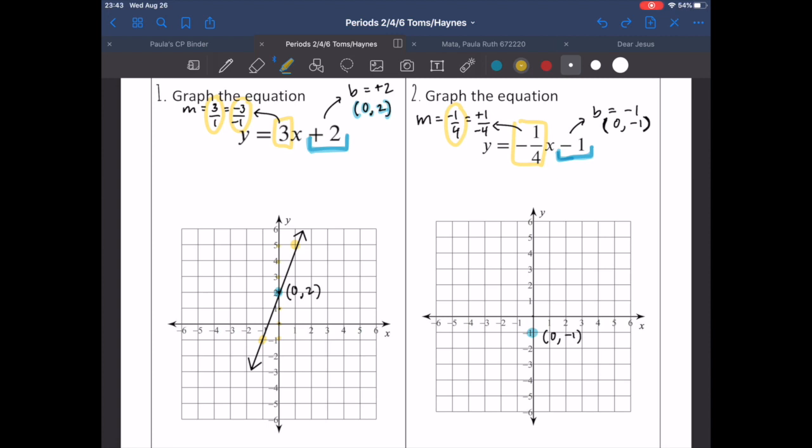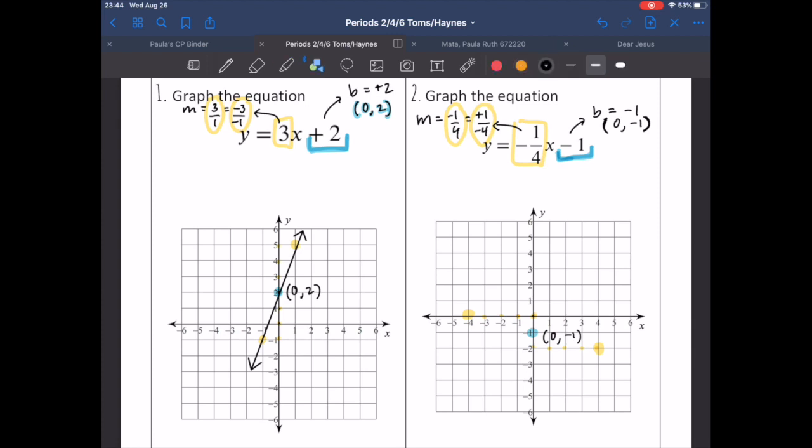So that one says I fall because it's a negative. Instead of rise, I fall. So I fall 1, and then I go to the right 4 times. 1, 2, 3, 4. Okay, big dot right there. And then if I look at this one, it says, because it's a positive 1, I rise. So from the blue dot, my y-intercept, I go up 1, rise 1, and then to the left 4. Well, because it's a negative 4 right here, right? So I go to the left 4 times. 1, 2, 3, and negative 4.